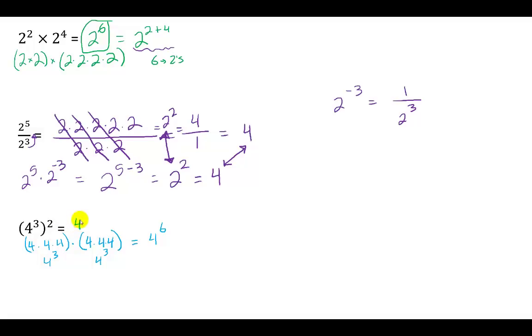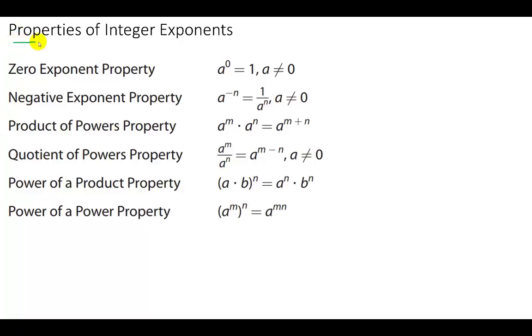So we could say 4 cubed times 2. 3 times 2 is 6, so it's 4 to the 6th, which shows the exact same thing as when we worked it out the longer way.